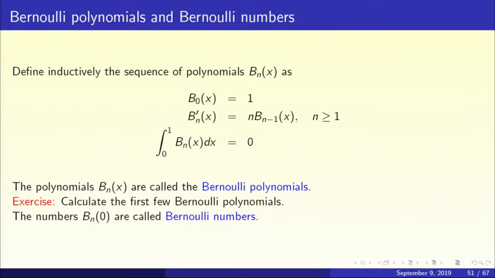How do you find the constant of integration? Look at the third displayed equation on the slide. Integral 0 to 1 Bn x dx is 0. So the value of the constant must be minus half.